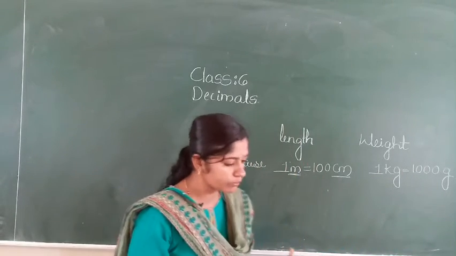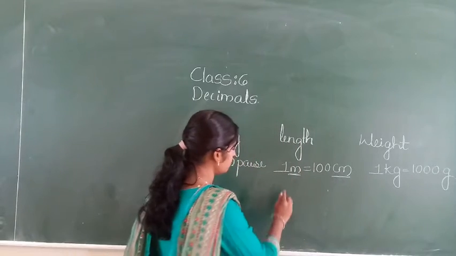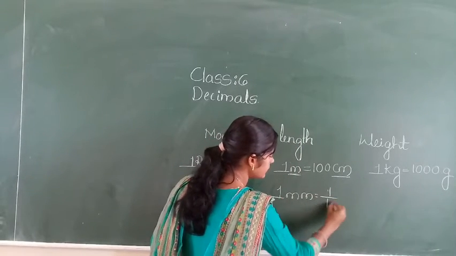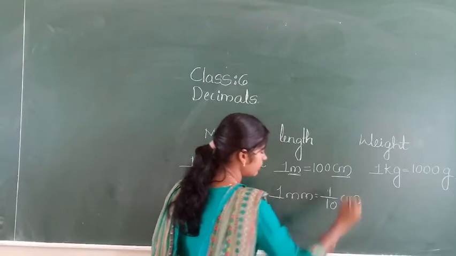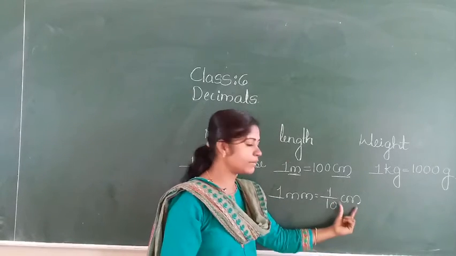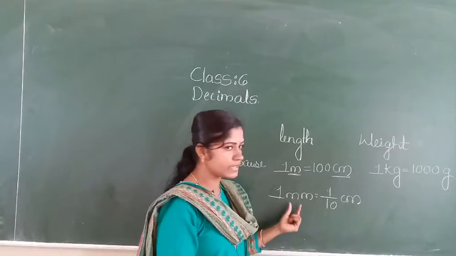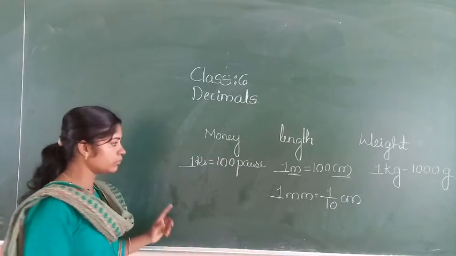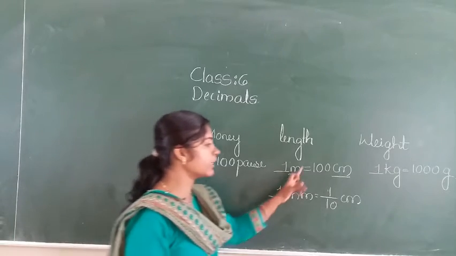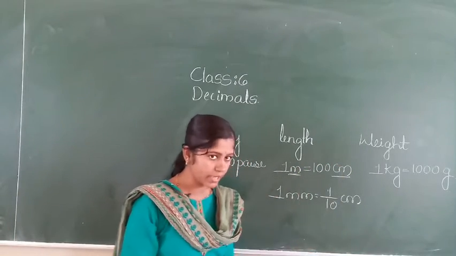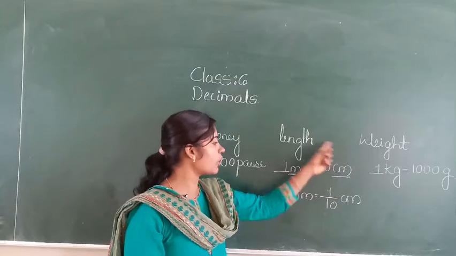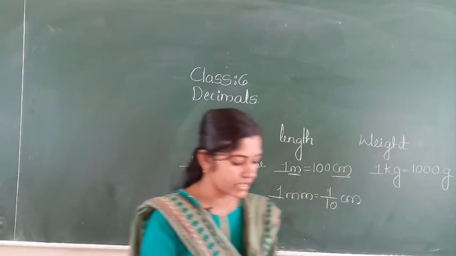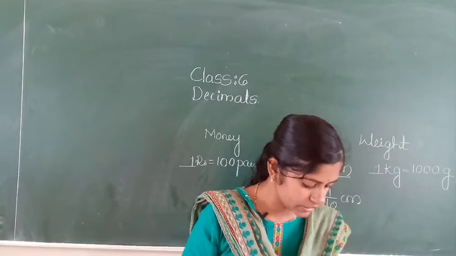In length a few more points will come. See here, 1 mm is equal to 1 by 10 centimeter. Centimeter is a bigger unit and millimeter is a smaller unit. So you must and should know this. And one more thing: when you are converting a bigger unit to a smaller unit, you multiply, and when you are converting a smaller unit to a bigger unit, you must and should divide. So let us see your Exercise 6.3 from page number 84.